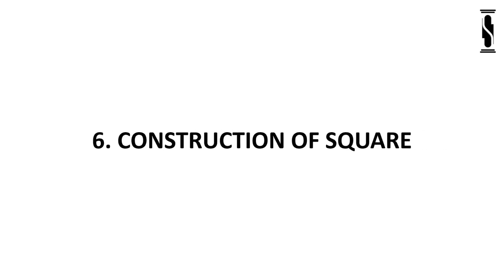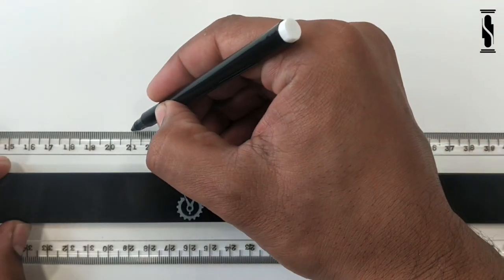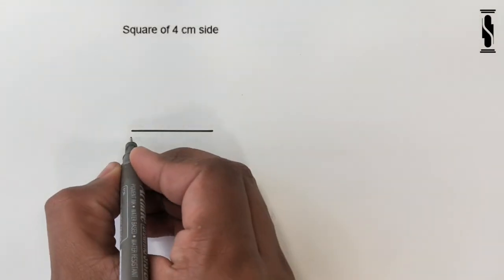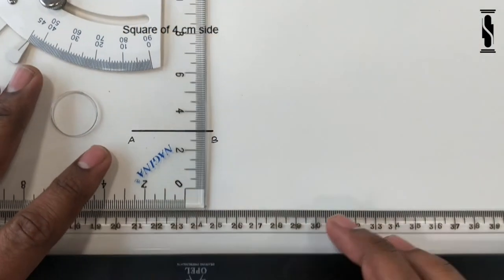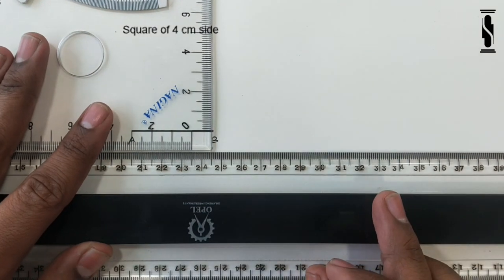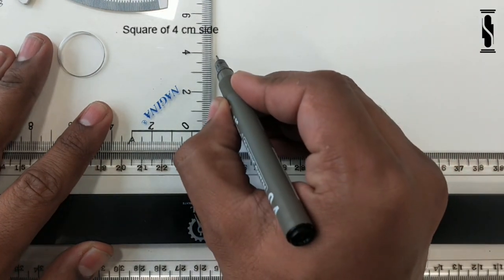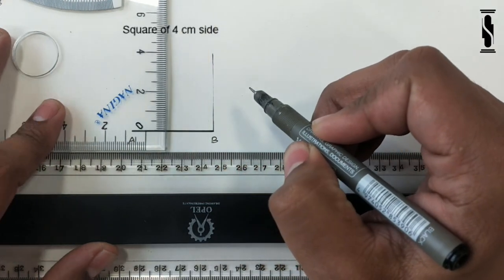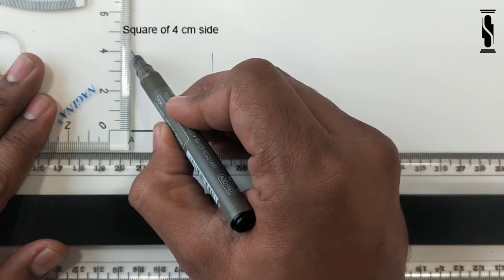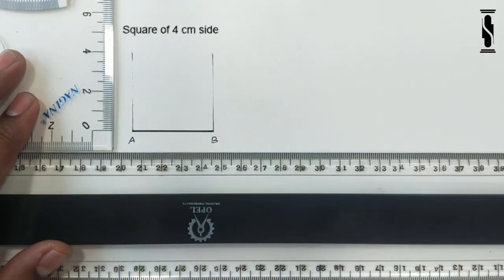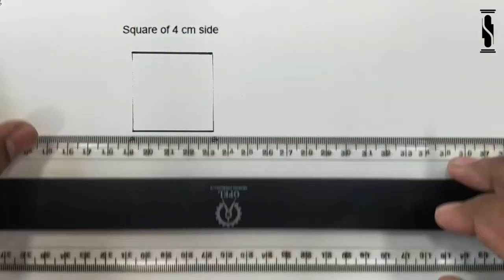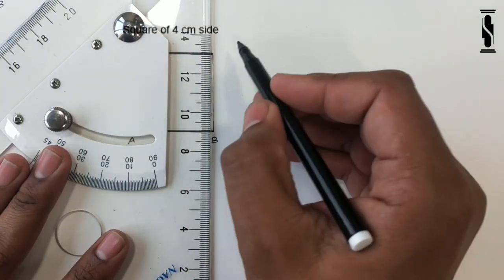Construction of a square. Square of 4 cm side. Draw a line AB of given length. Draw a perpendicular of 4 cm at point B with the help of a set square in light line. Draw another perpendicular of 4 cm at point A with the help of a set square in light line. Now join points C and D with the help of a parallel bar to complete the square.